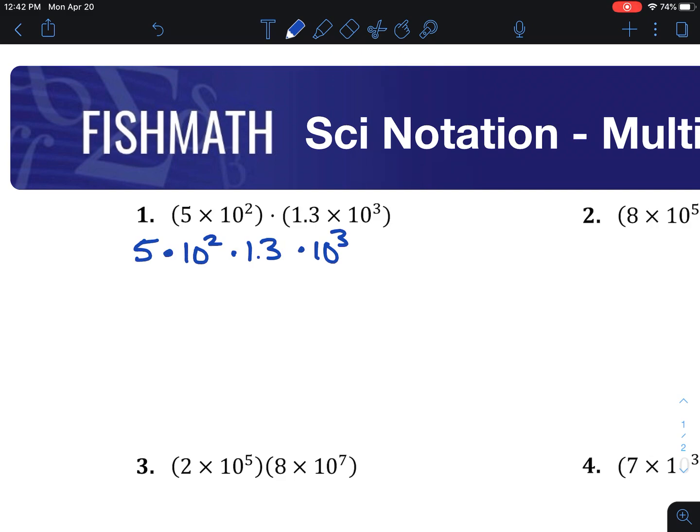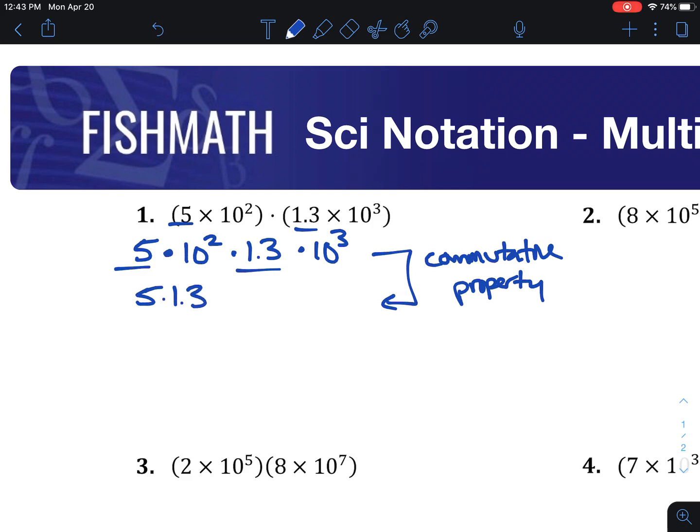Then we're going to use the commutative property to rearrange these things. We're going to take these pieces and put them in a different order to make it easier to work with. Again, this is called the commutative property, because it does not matter the order in which we're multiplying. So we're going to multiply the numbers in front first, 5 times 1.3, and I'll put the powers of 10 second, because we're going to multiply the powers of 10 using exponent rules. It'll be a lot easier that way. So we're going to take care of the 5 times 1.3 first.